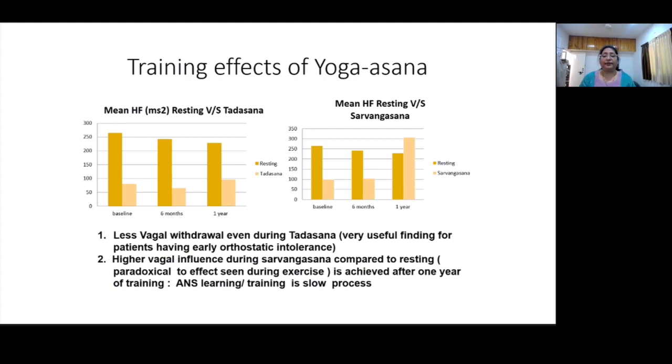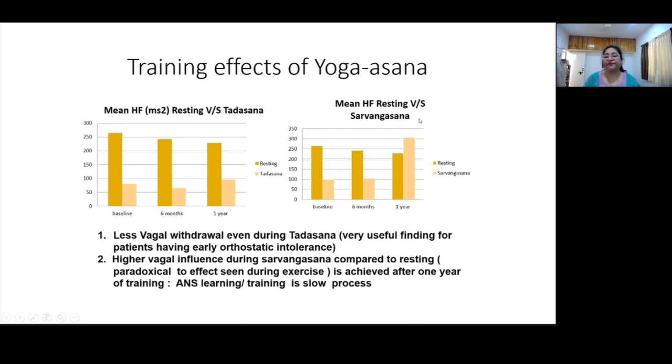Why? We are thinking that it's very useful for patients who are having orthostatic intolerance. So if we are able to train them for the Tadasana, the less vagal withdrawal I think is the first very good step for them not to land up in orthostatic intolerance. Then, high vagal influence during Sarvangasana compared to resting.